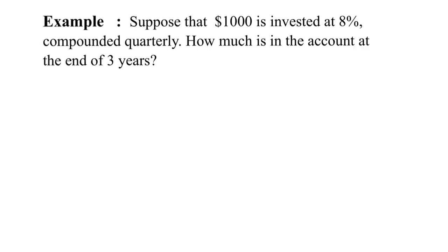Let's look at an example. Suppose that $1,000 is invested at 8% compounded quarterly. How much is the account at the end of 3 years? So first we will start by writing down the formula. A equals P times (1 plus R over n) to the power nt.